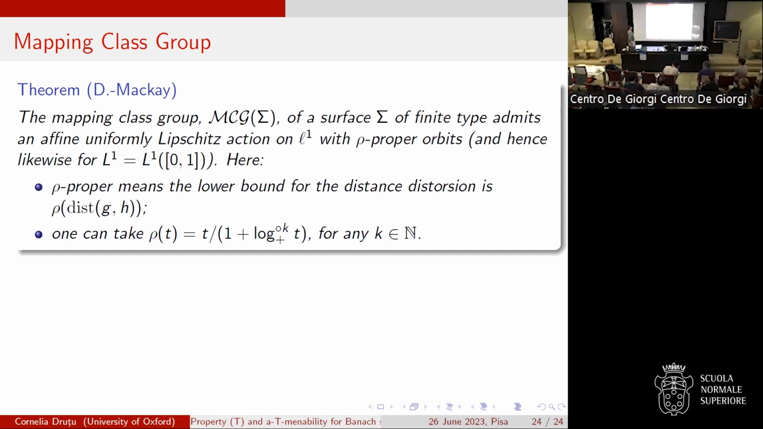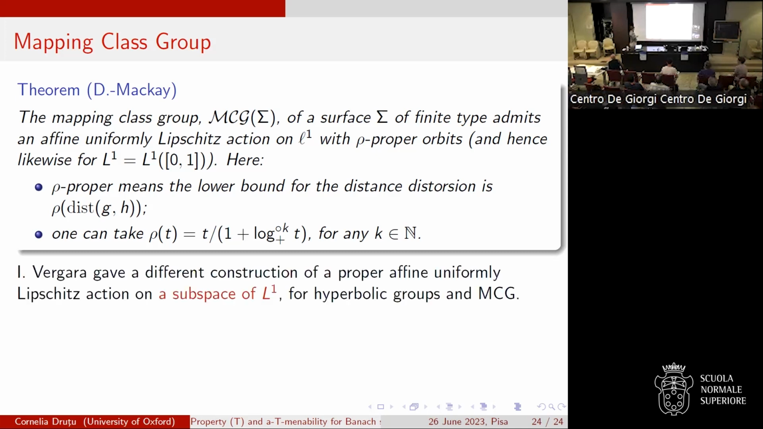And of course, the main interest in this is that a lot of people are tackling the mapping class group with respect to various versions of property T and property T itself, and it's an epic struggle. And this shows that if we weaken a-T-menability to consider uniformly Lipschitz affine actions on L1, then it is a-T-menable in this sense.